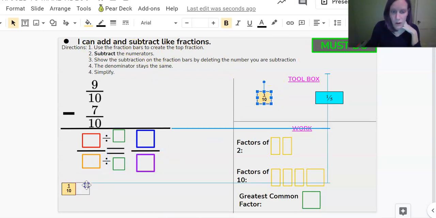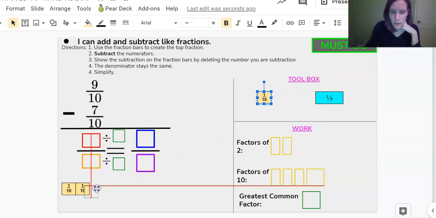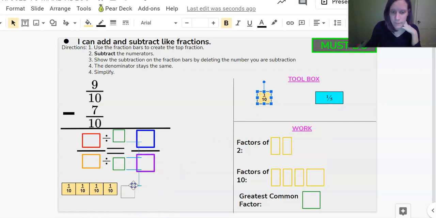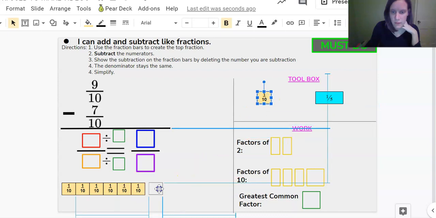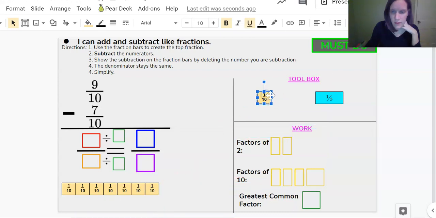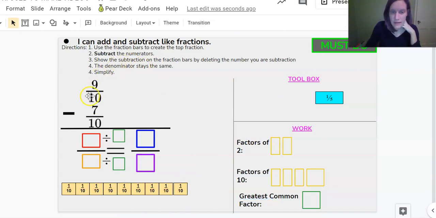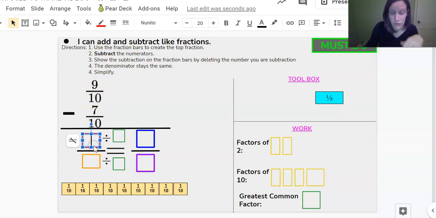I'll show you that. 1, 2, 3, 4, 5, 6, 7, 8, 9. And that's what I'm starting with, 9/10, right? 9/10, but then I'm subtracting. I'm taking away only the numerators. So I'm going to show that by deleting the number we are subtracting. We're doing 9 minus 7, so we should have 2 left.